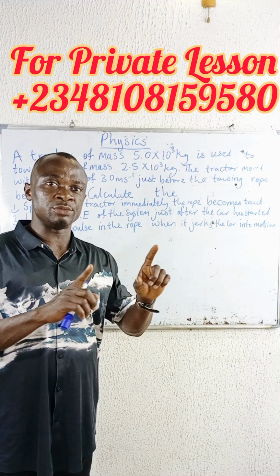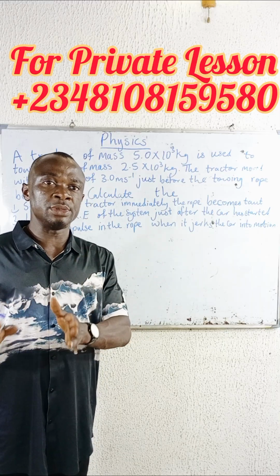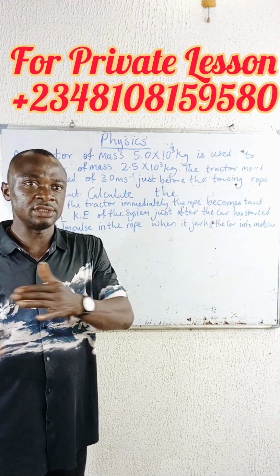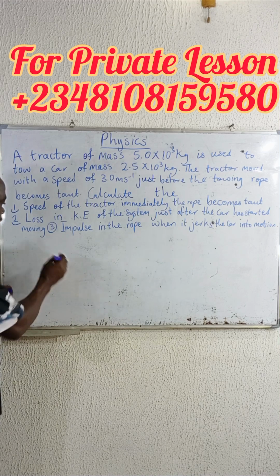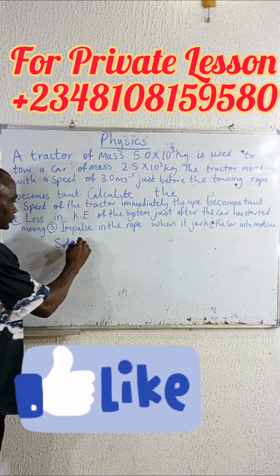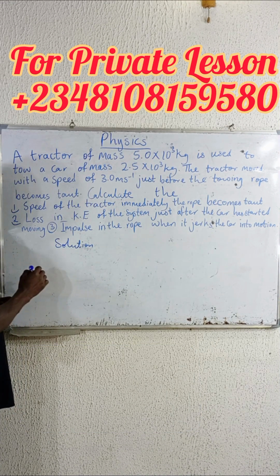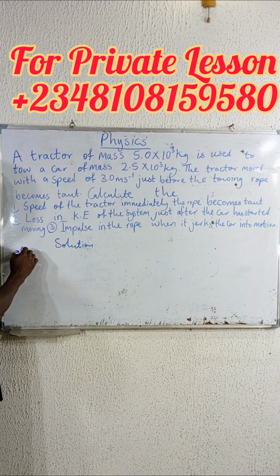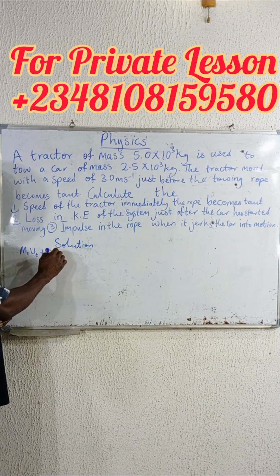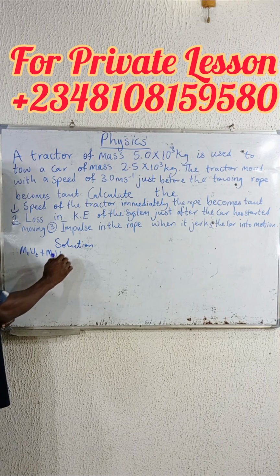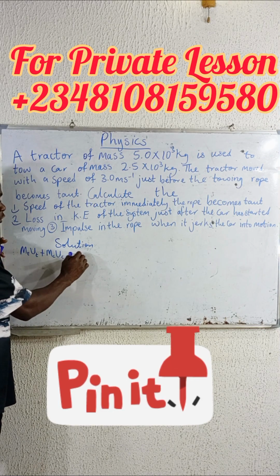The law of conservation of momentum says that the total momentum before collision is equal to the total momentum after collision. Okay, so solution. The total momentum before collision, that is the mass of the tractor times what? Initial velocity of the tractor plus mass of the car times initial velocity of the car is equal to.